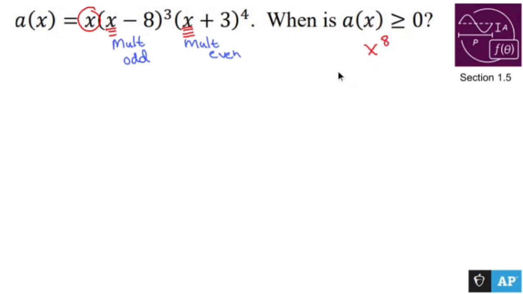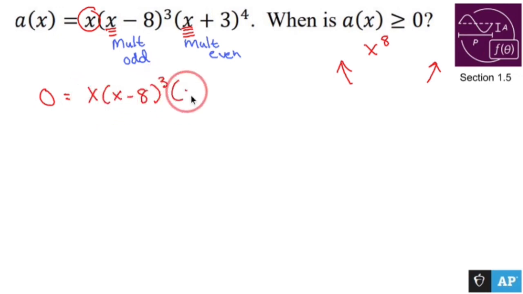Why is that important? Because when I graph that, it's going to start like this, and it's going to end like that. Okay, what's going on in between is found by doing this. What I need to do next is find my zeros. So again, I have x minus 8 cubed, and x plus 3 to the 4th. My zeros are 0, positive 8, and negative 3.